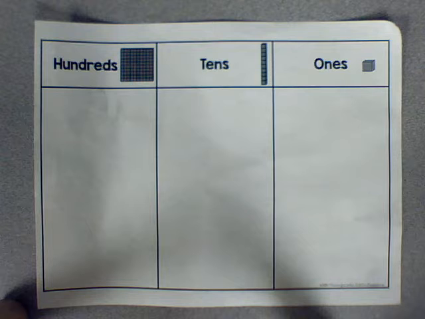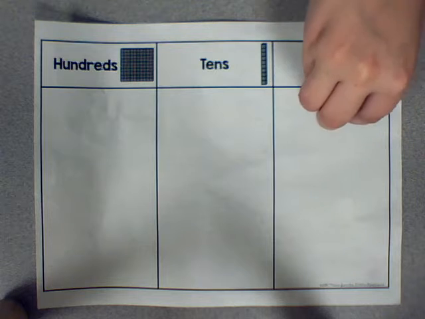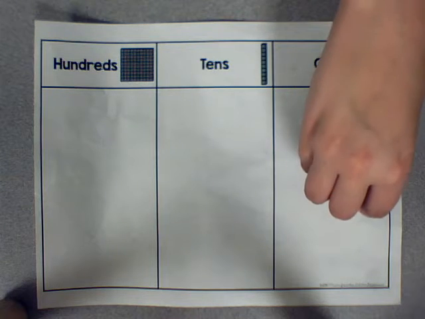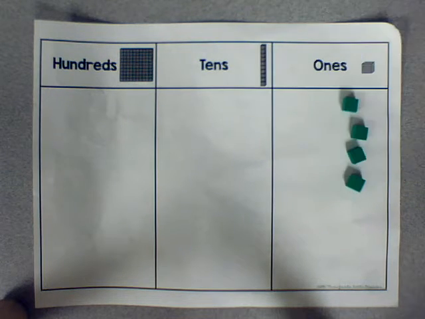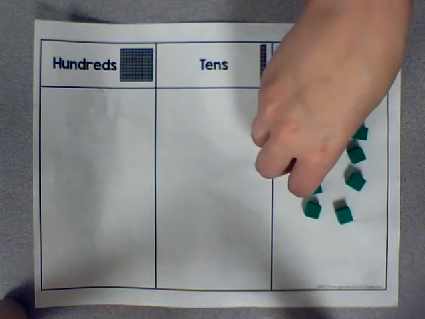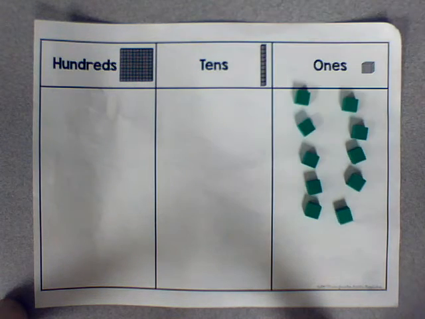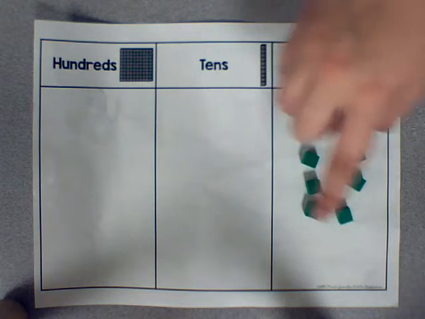So in my place value map, I have 3 places. I have hundreds, tens, and ones. Right now we're just looking at tens and ones. So let's look at ones first. I'm going to put 10 ones in my ones place. Now I have 10 ones in my ones place.